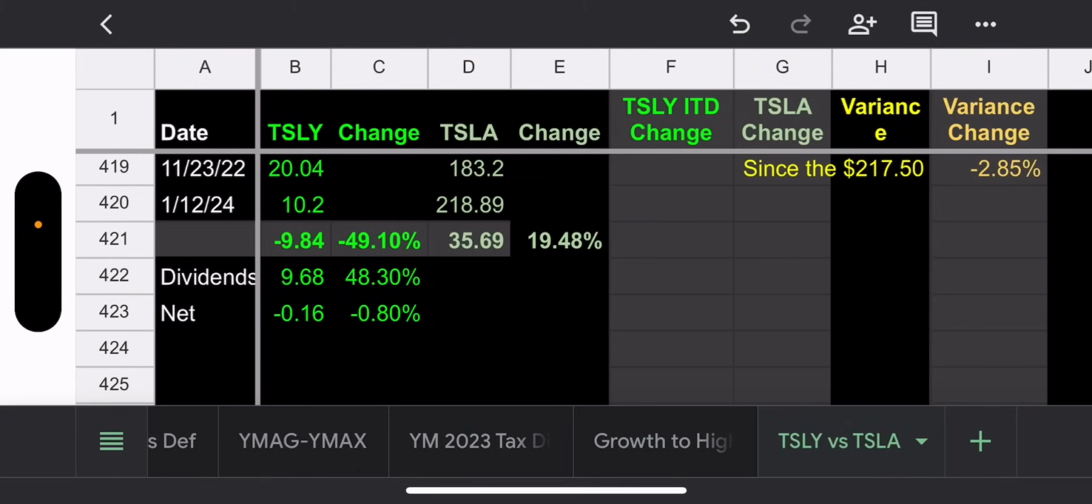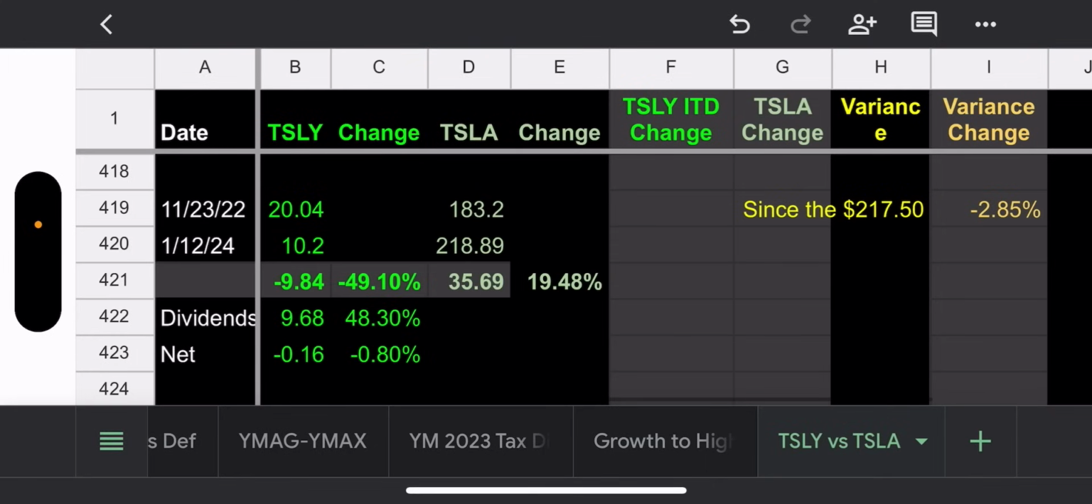Why is Tesley so far down? Well, one reason is, if they didn't pay dividends, you wouldn't have lost any money, right? Because total return, we're essentially at zero. However, there's money left on the table. There's capital gains left on the table.